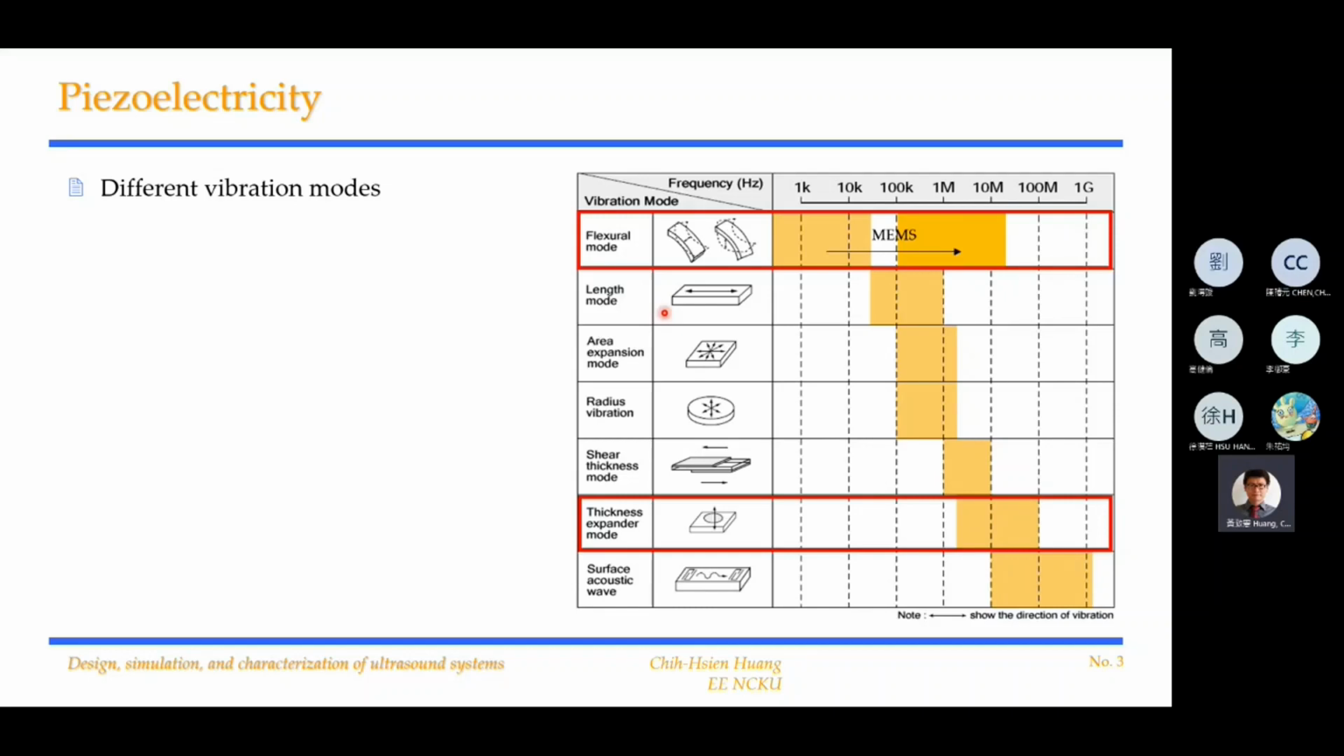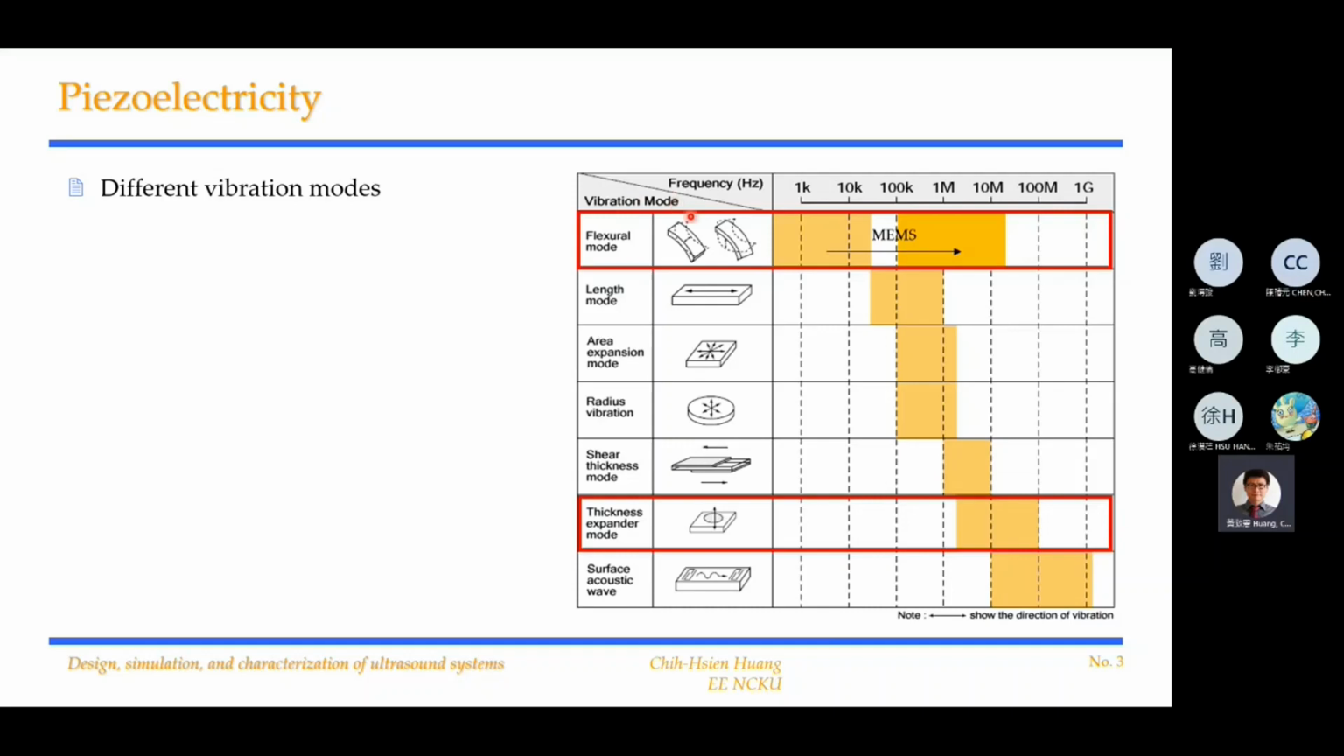Typically in MEMS devices we have these vibration modes. First, the most common one is the flexural mode, and there is a frequency range for it that is suitable for MEMS devices. Flexural mode is what the PMUT is using. So typically we are trying to vibrate a membrane or a plate on its longer end, and make it vibrate up and down like this.